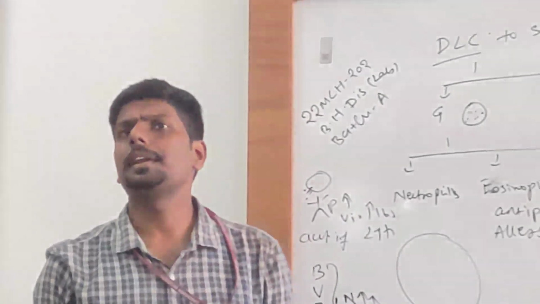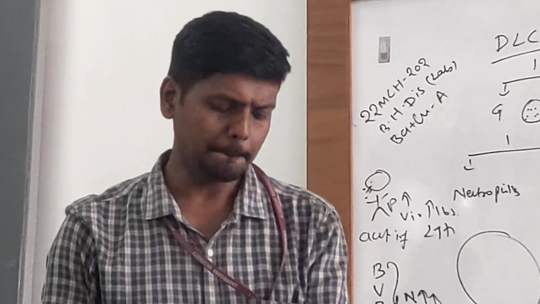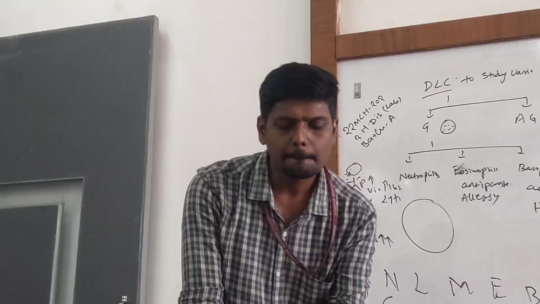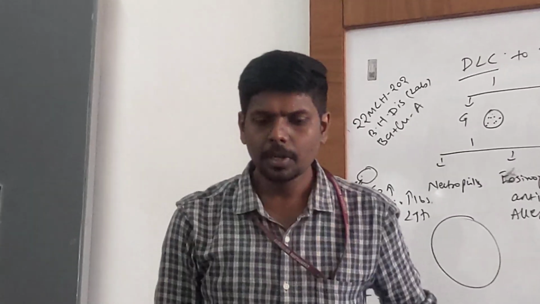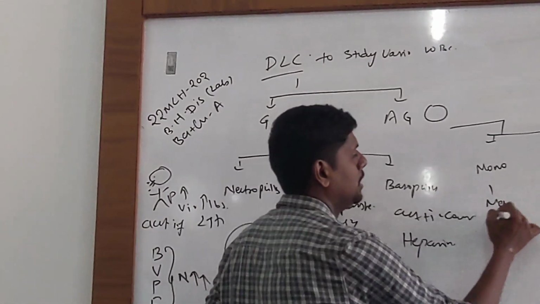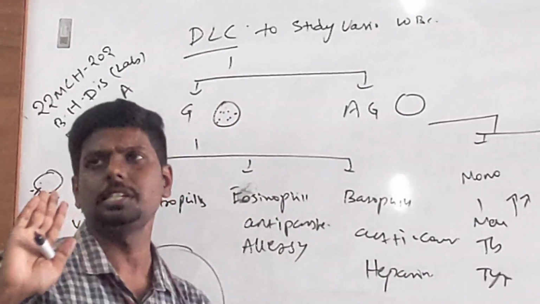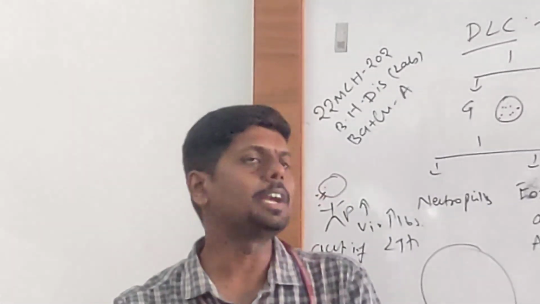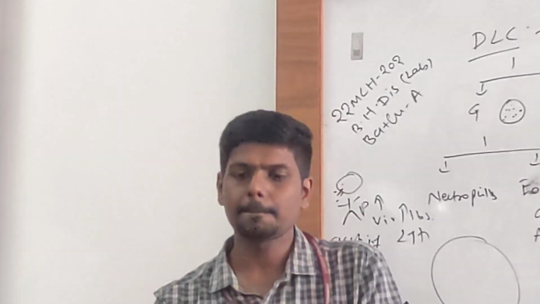Then in some specific infections like malaria, tuberculosis, typhoid, monocytes will show moderately increased levels. Monocytes will show moderately increased levels in some conditions like malaria, TB, and typhoid. Clear?